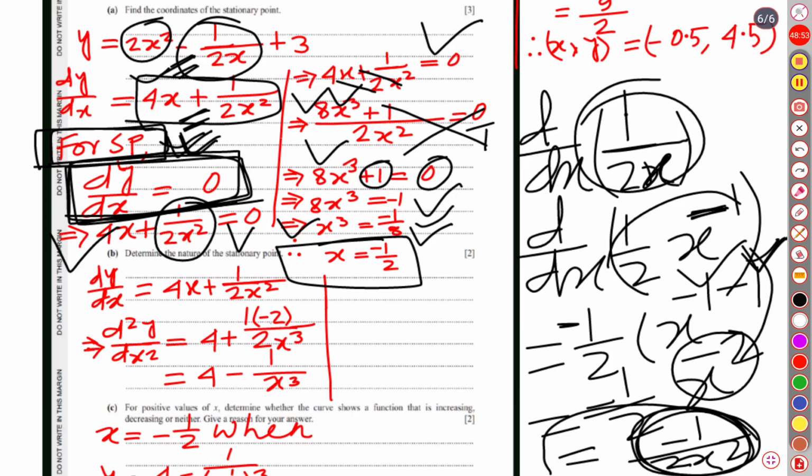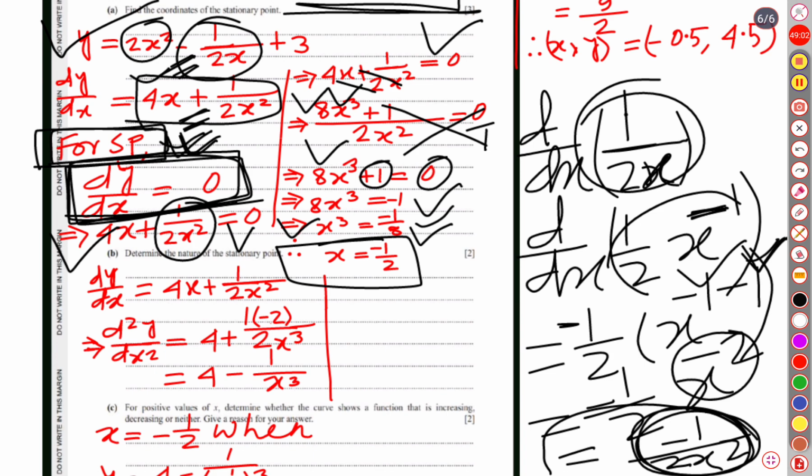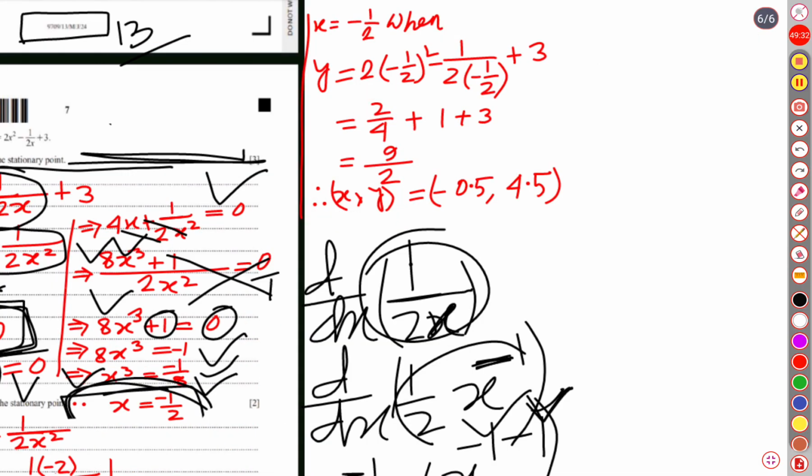If we look at the question, it says find the stationary point. They didn't tell us to find only the x coordinate. In the previous one, we got only the x coordinate, but this one says find the stationary point. So stationary point means both the x and y coordinates. Already we have got the x coordinate is negative half. Now we will just substitute this value to obtain the corresponding value of y.